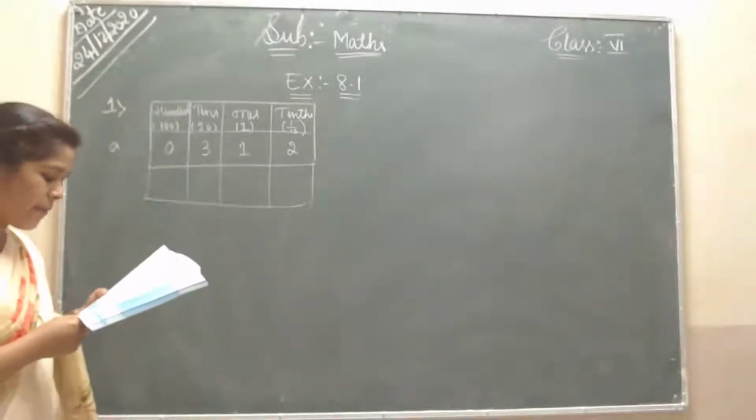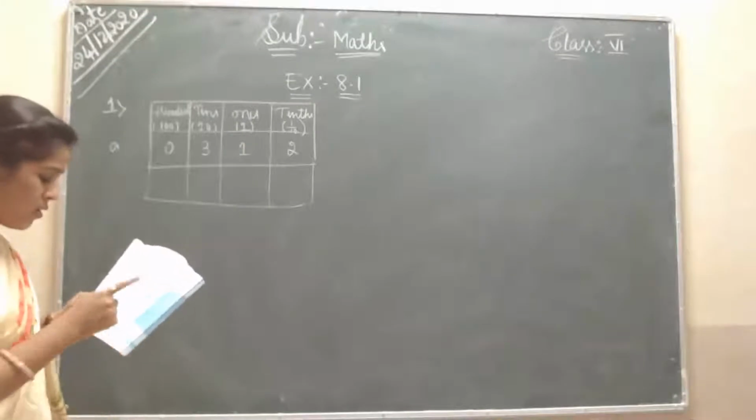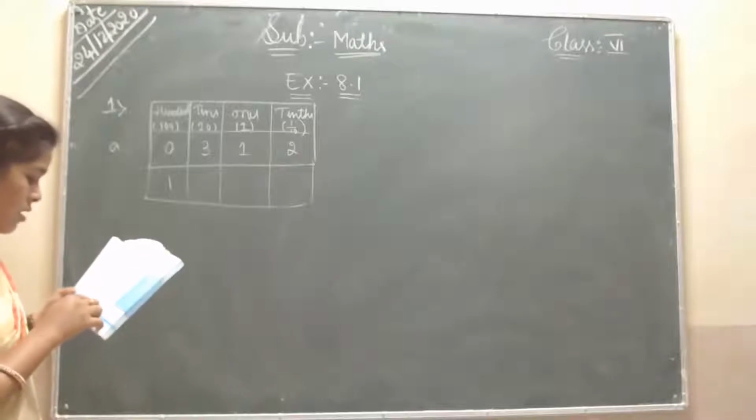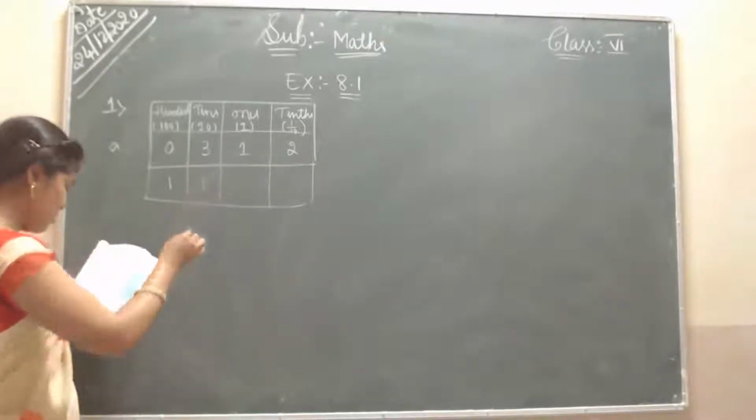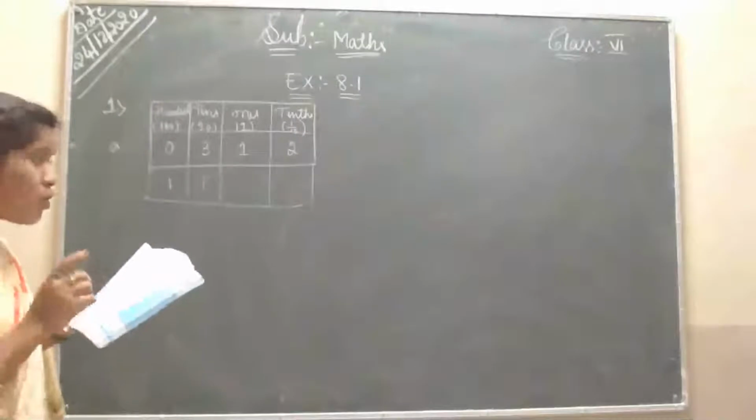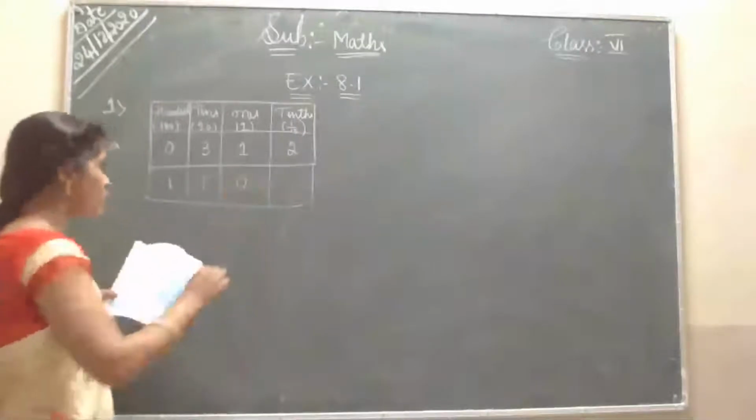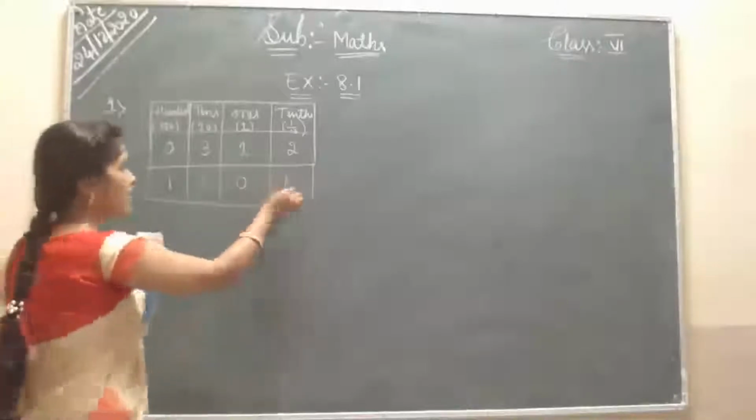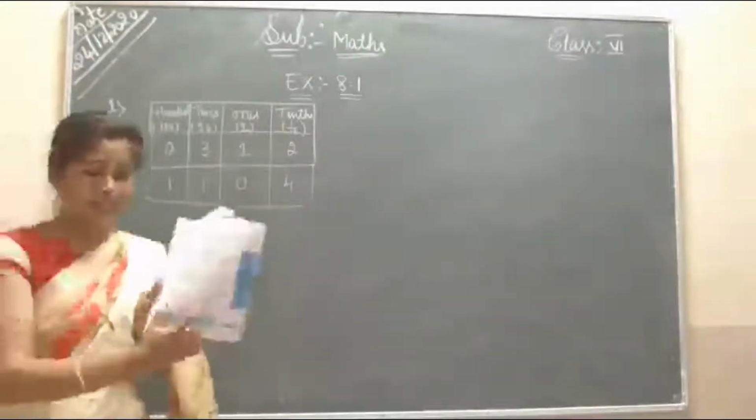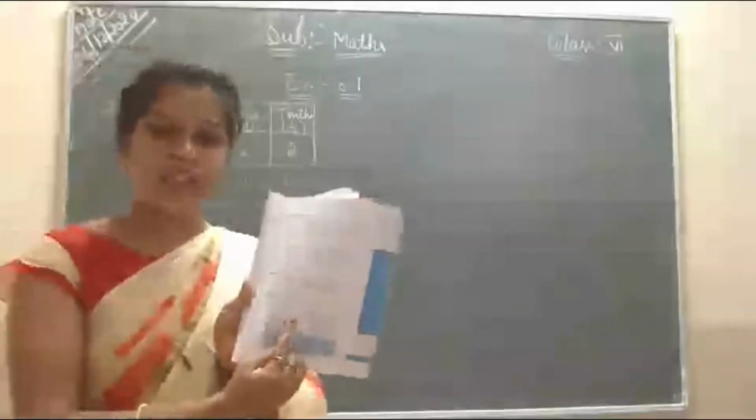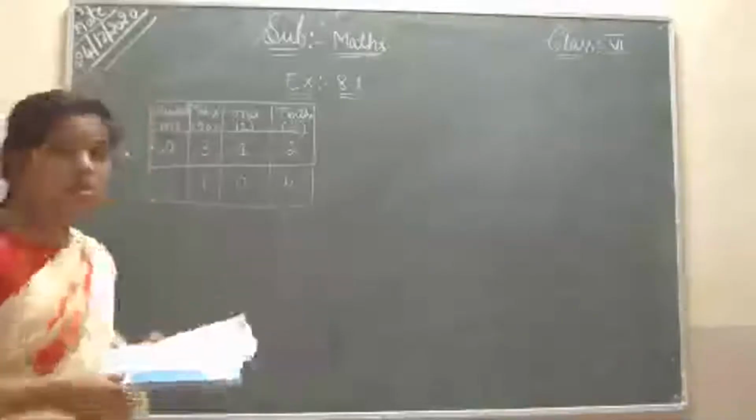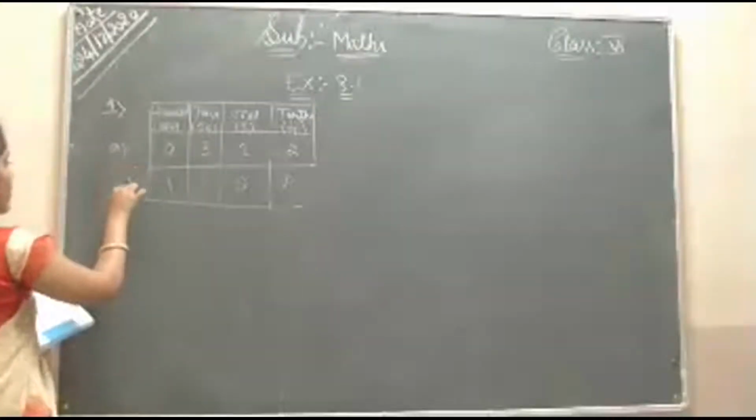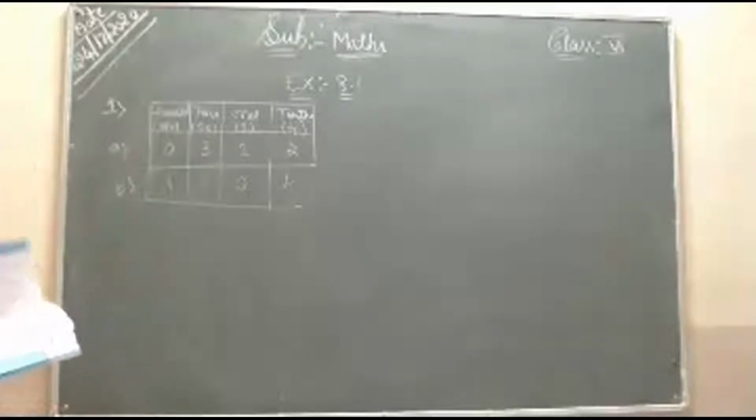Next, B. See B, hundreds, only 1. One whole 100 is 1. Tens, only 1. And there are no ones here, so we write 0. And tenths, 1, 2, 3, 4. There are 4 tenths. So we have to count this figure and substitute in this table, A, and this one is B. Okay, hope you understood this one.